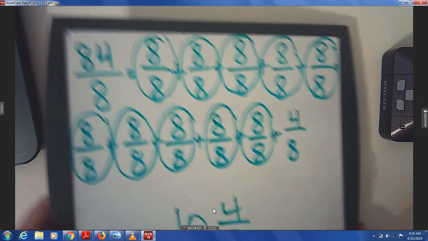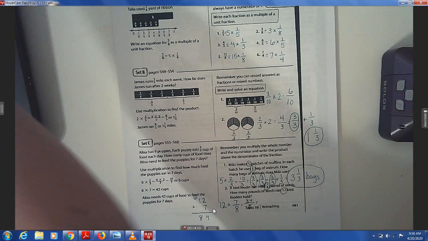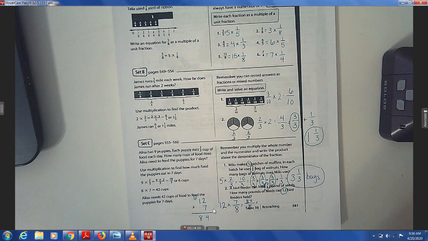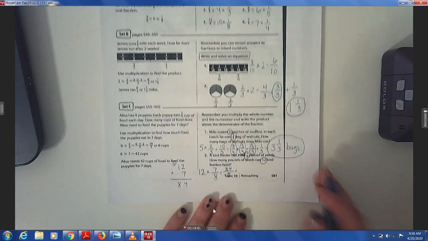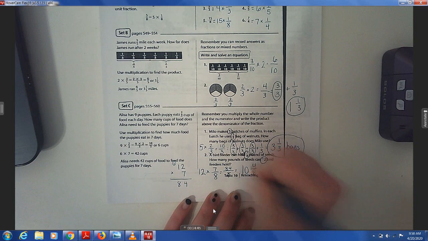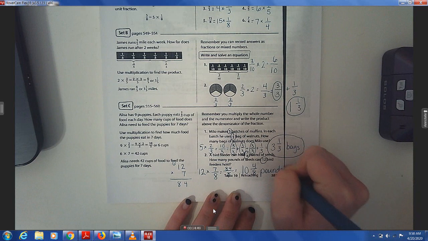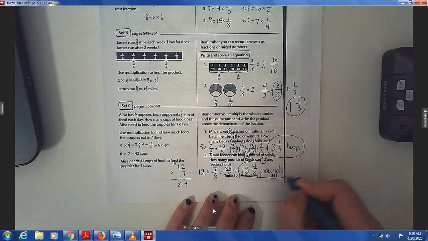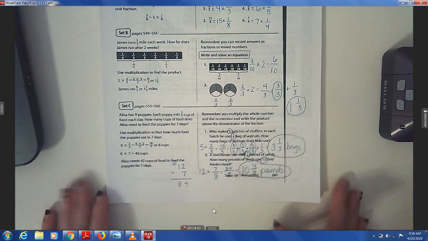So I'm going to write that next to my 84 eighths on my worksheet. 84 eighths equals 10 and 4 eighths pounds, because we're talking about pounds of seeds.